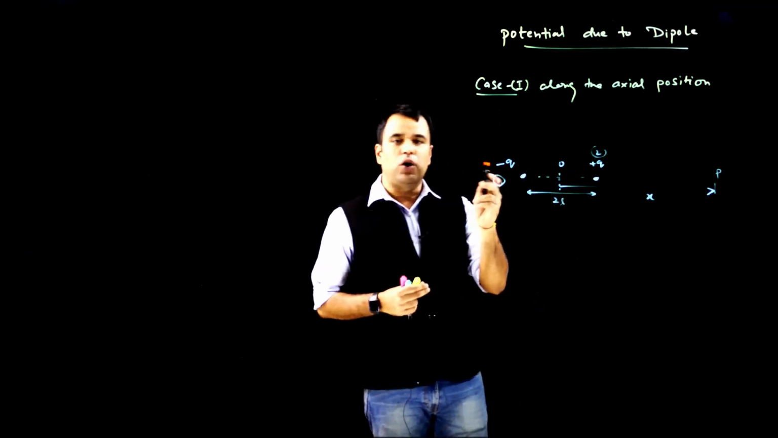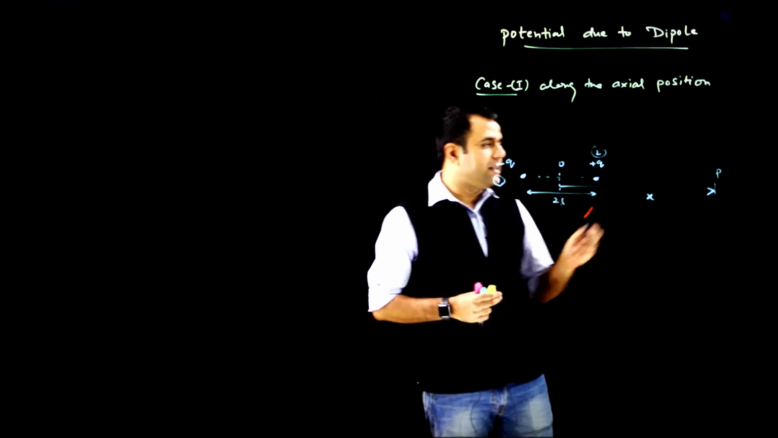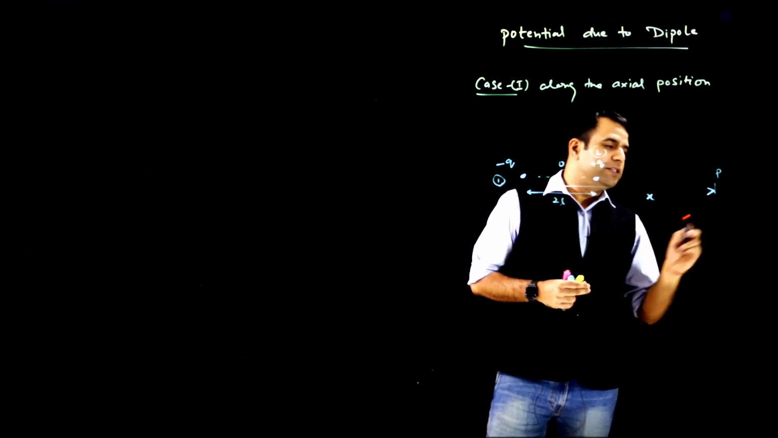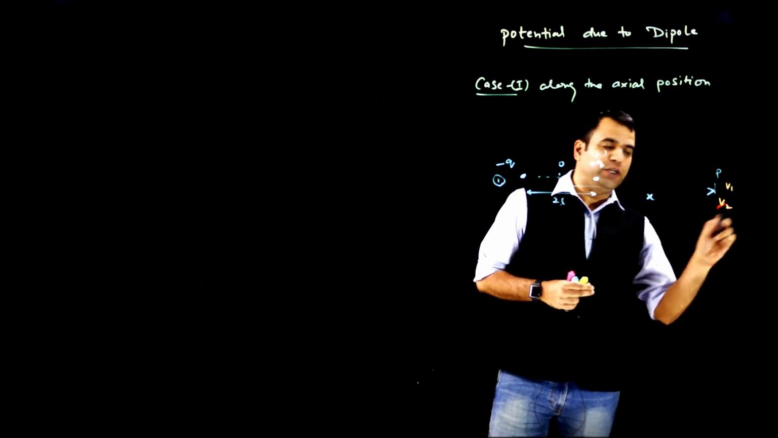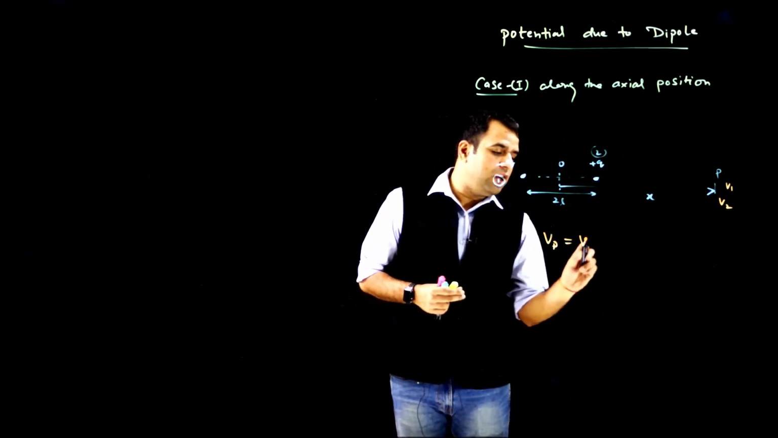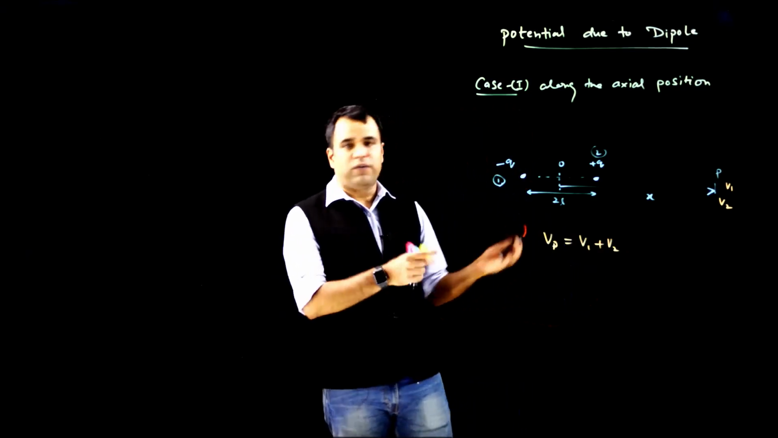So this charge I am calling 1 and this charge I am calling 2. Because of these two charges, we will separately calculate the potential at point P. So there will be two potentials we will calculate. One is V1 and another is V2. And to calculate the net potential Vp, we will take the algebraic sum of those two potentials. That's what we are going to do.